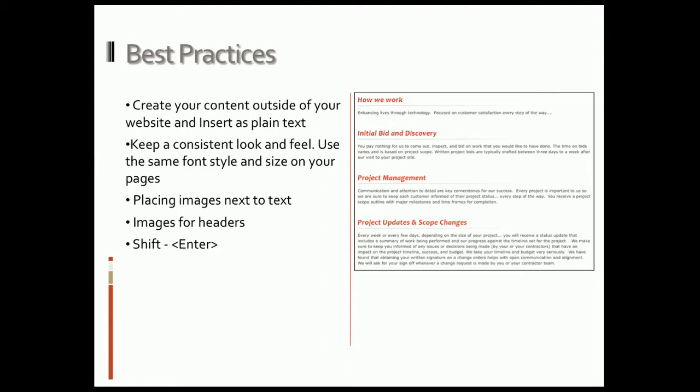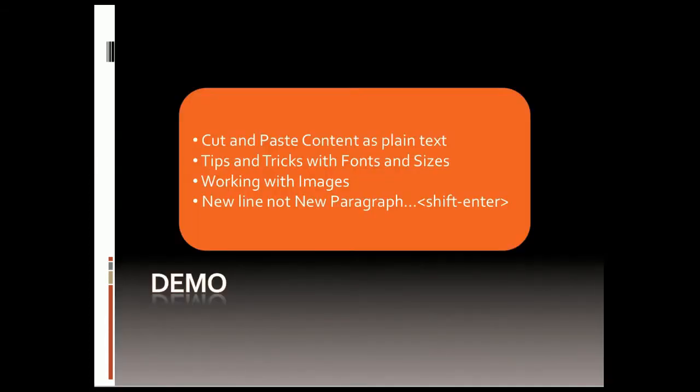So in this demo, we'll just take some text that I've put together and we'll cut and paste that into the editor. And then I'll show you some tips and tricks with the fonts and sizes. Sometimes it gets a little funky when you start applying a font and then you change the font type, then you put in a size and change the size. So I'll show you how to clean that up and then go back and apply your fonts and your sizes. Finally, the images where I was talking about putting an image next to text, we'll go over that. And finally, just show you really quick what shift enter does.